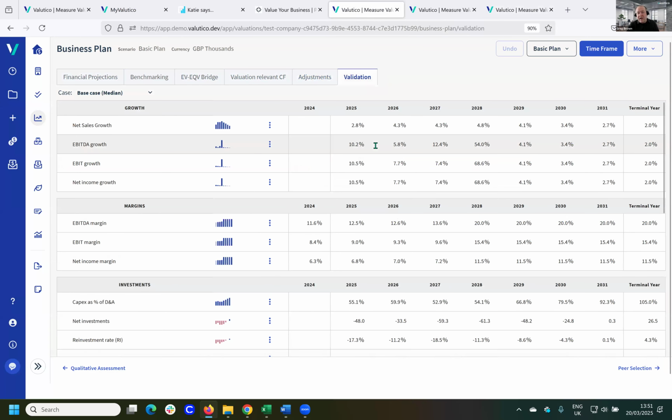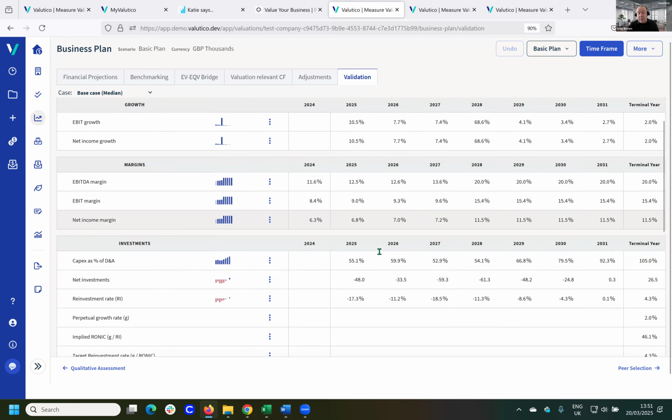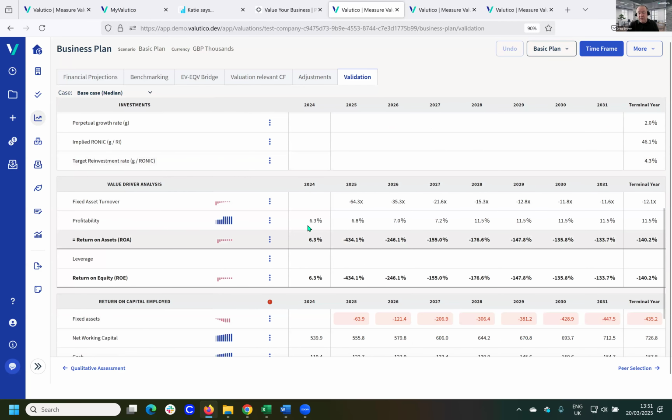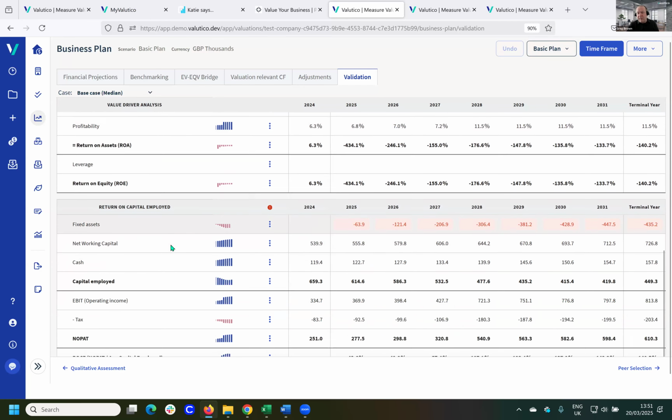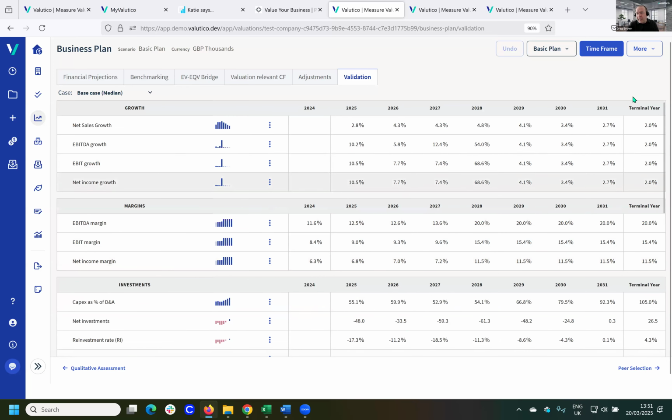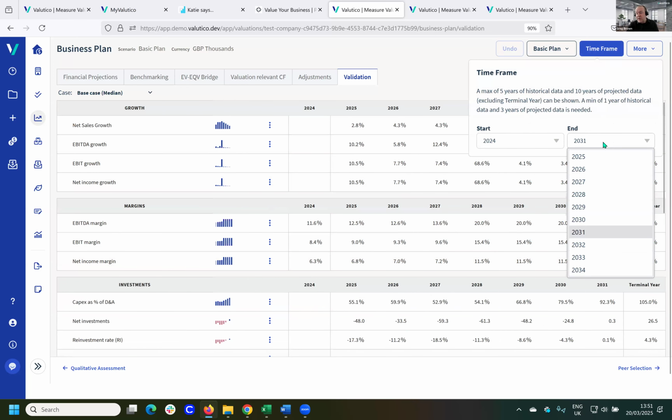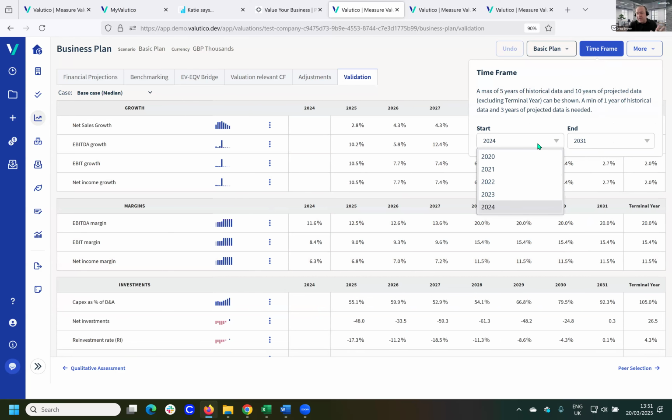And finally, we have a validation tab, which is a quick plausibility sense check of the business plan to make sure it's internally consistent. So here we've got growth rates, margins, investments, reinvestment rates. We've got a value driver analysis, which focuses on assets as well. You can slice and dice this. You can choose your level of forecast, so you can do a 2-year, 3-year, 5-year, or 10-year forecast. Historically, you can upload 5 years' worth of numbers.